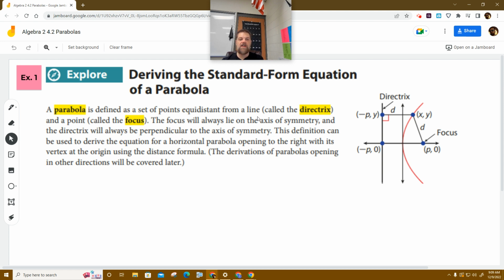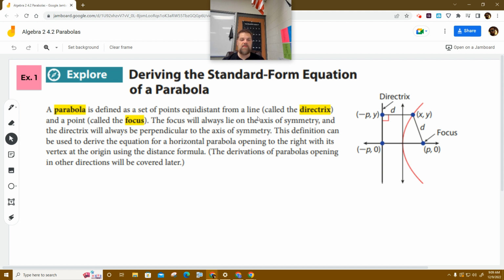Anyways, let's talk about parabolas. So we just finished a section on quadratics, which means something is raised to the square root. A parabola is the shape of a quadratic. And so that's what we're going to talk about.